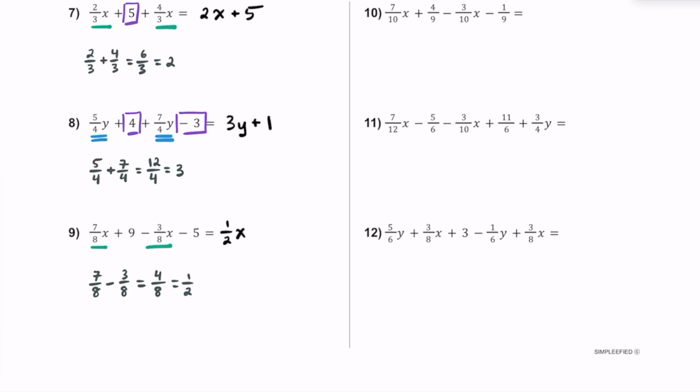And then for our constant terms here, we have a positive 9, and then we have a negative 5, so make sure we have that negative in there. And then 9 minus 5 is going to be a positive 4, so we can write plus 4. This would be our most simplified expression.